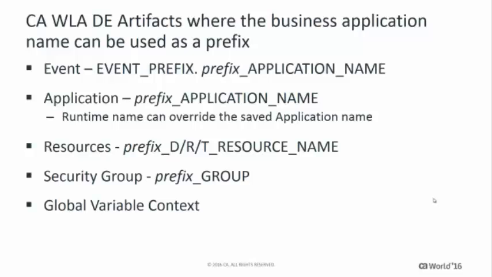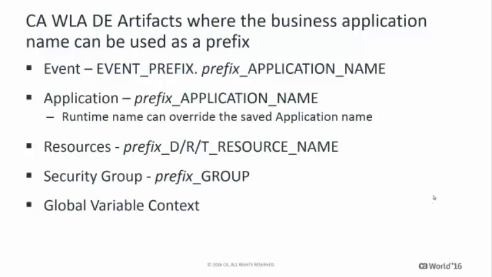The runtime names can be overridden to that application name. So if you want to have something when it actually is running to be different than what's saved as the prefix and application name, you could certainly take advantage of that if you wanted to.